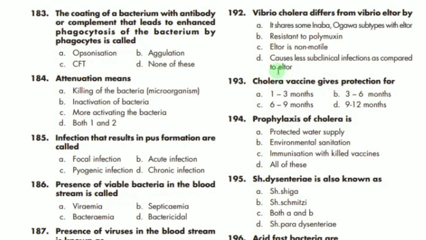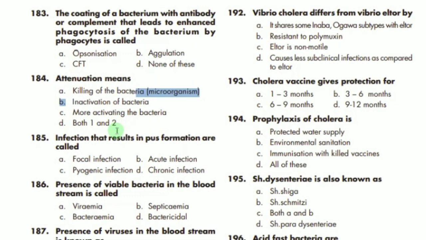MCQ 183 says that the coating of a bacterium with antibody or a component that leads to enhanced phagocytosis of the bacterium by phagocytes is called opsonization. A is the correct option. Attenuation means what? Attenuation means inactivation of the bacteria. B is the correct option.